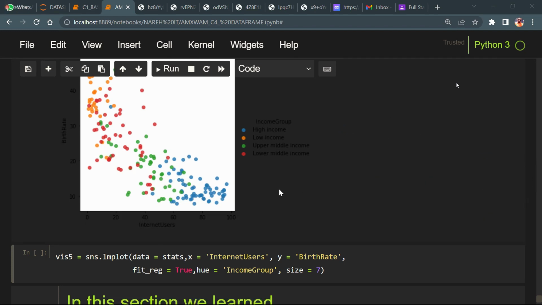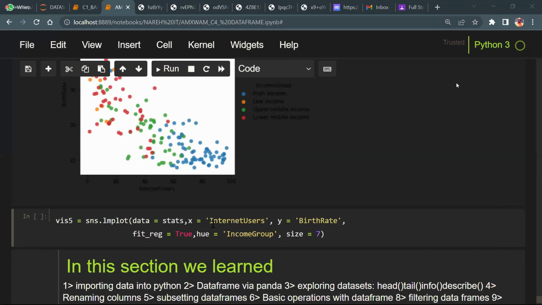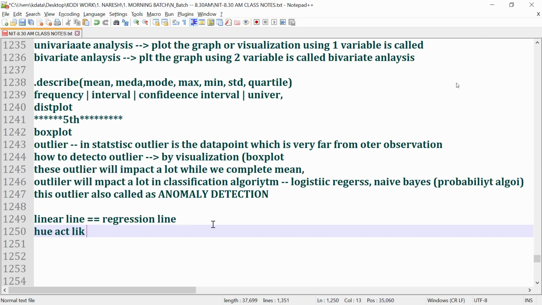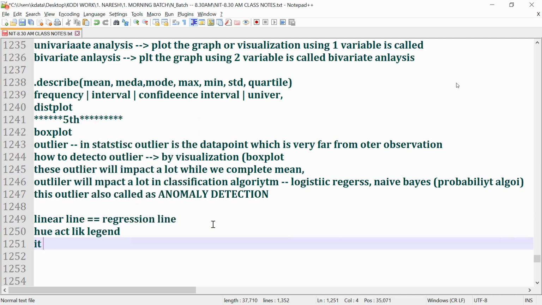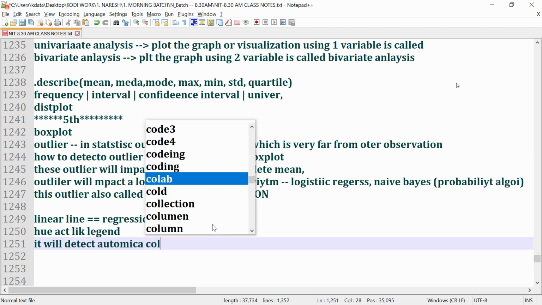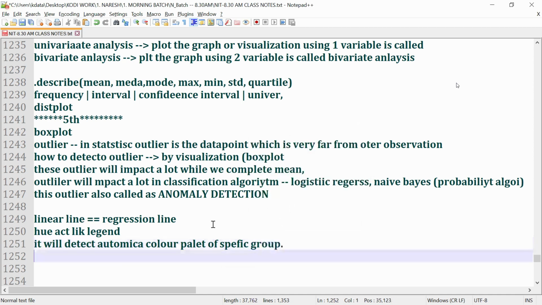So what is meant by hue? The hue acts like a legend. That means it will automatically detect color palettes of a specific group. Clear, team? I hope everybody understands.